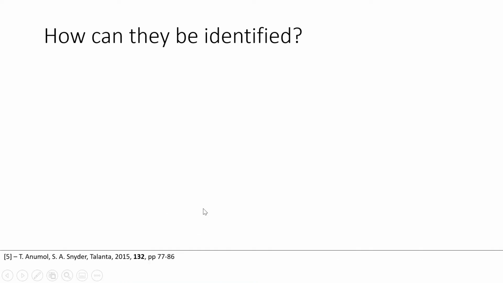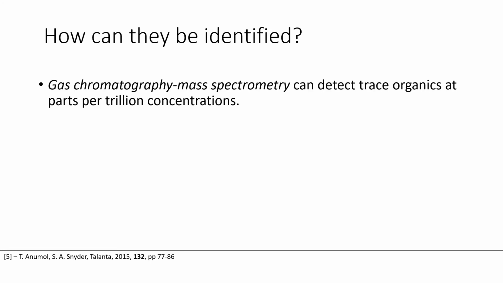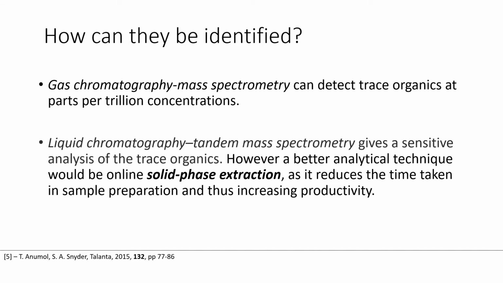How can trace organics be identified in drinking water? Gas chromatography mass spectrometry is used to detect trace organics, as it can detect parts per trillion concentration. So this would be good when you're trying to identify trace organics in a large amount of water, like mass analyzing, that kind of thing. However, in recent years, liquid chromatography tandem mass spectrometry gives a more sensitive analysis of the trace organics, so it would be a more effective way than GC-MS.